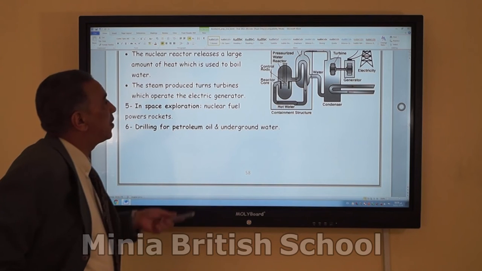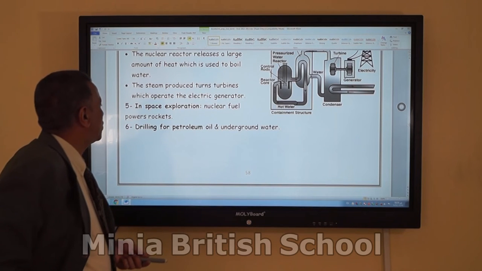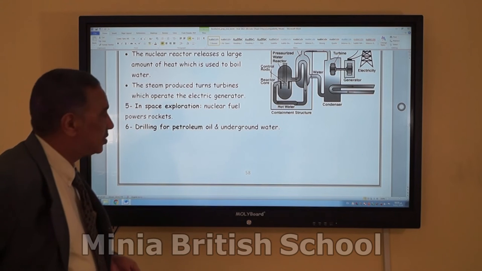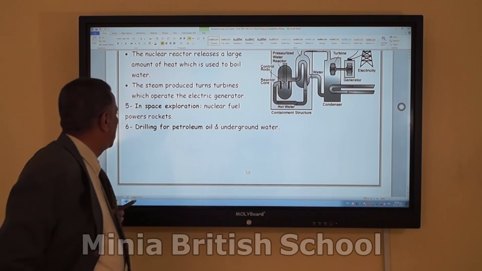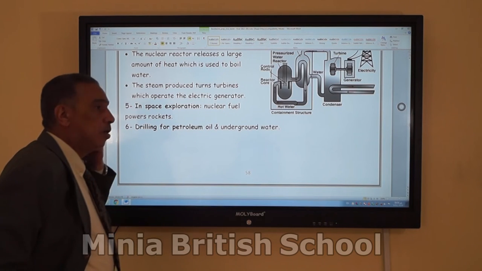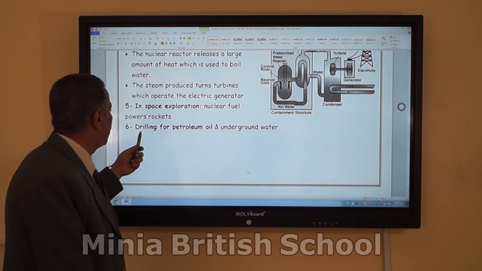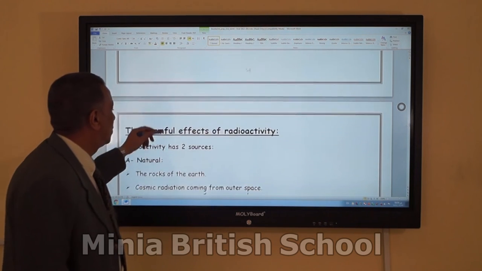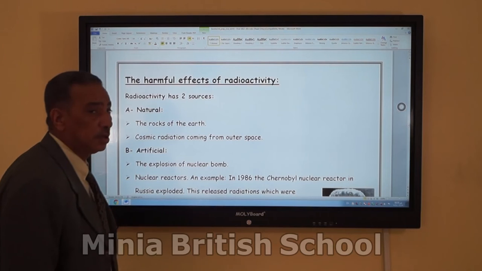Also using the nuclear energy in the space exploration as a nuclear fuel, to power rockets. Also it is used in drilling of petroleum oil and the underground water.